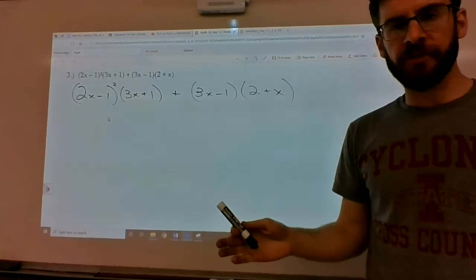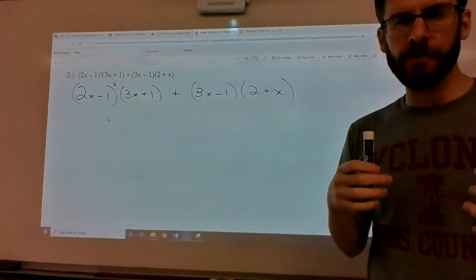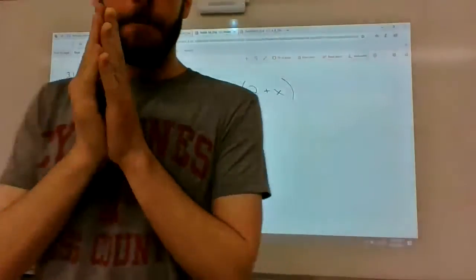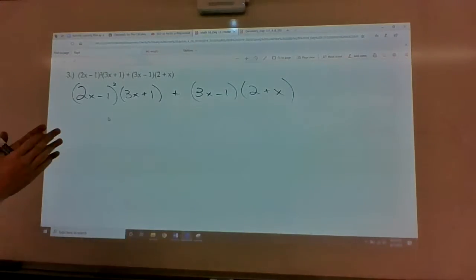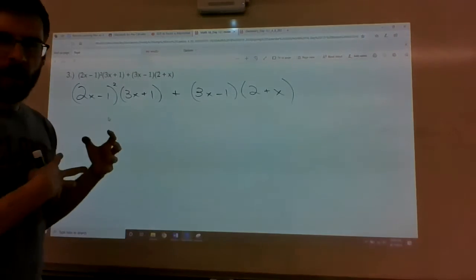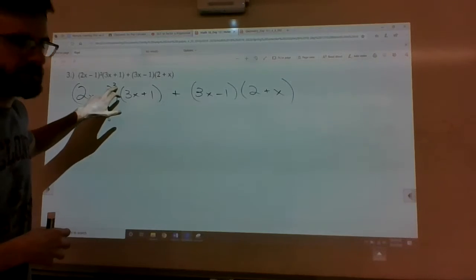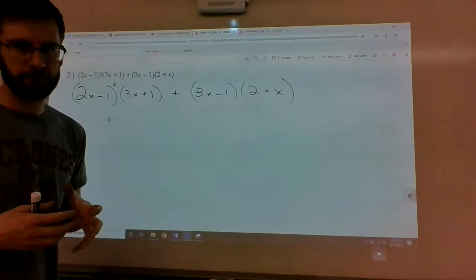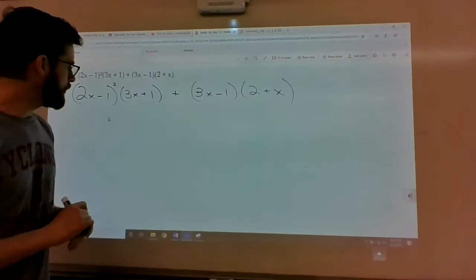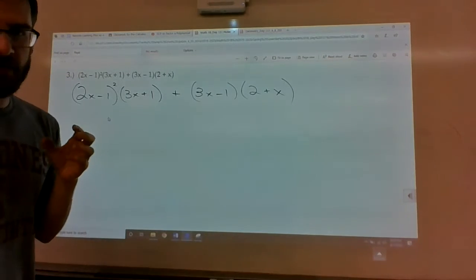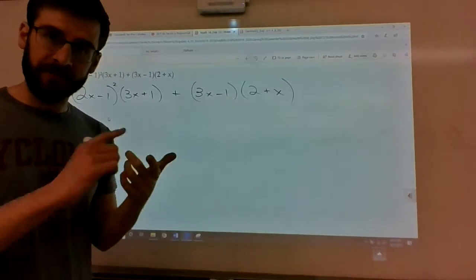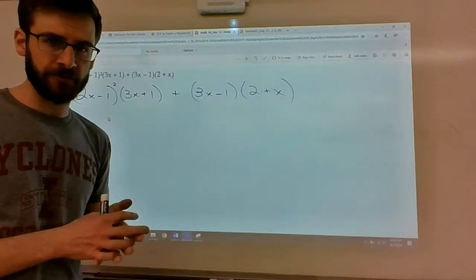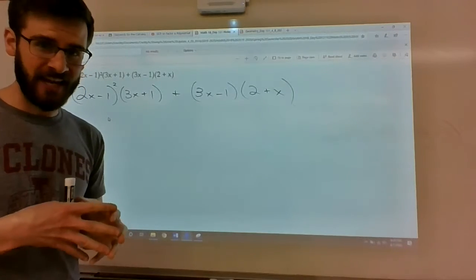Welcome to part 2 of the notes for polynomials review number 3. We have a more complex example here that intertwines exponents, multiplication, and addition of polynomials. Now, the one thing to keep in mind is that the order of operations, parentheses, exponents, multiplication or division, addition or subtraction from left to right, still stands.